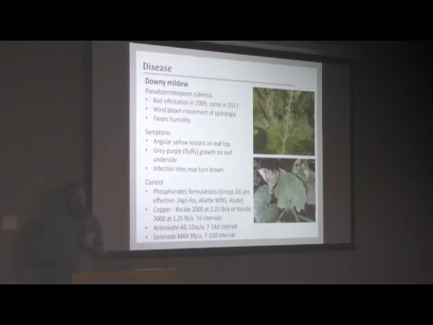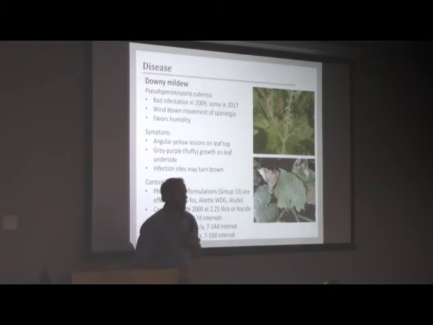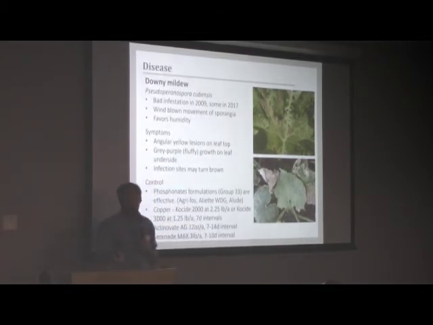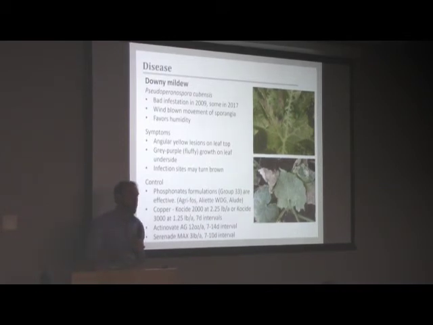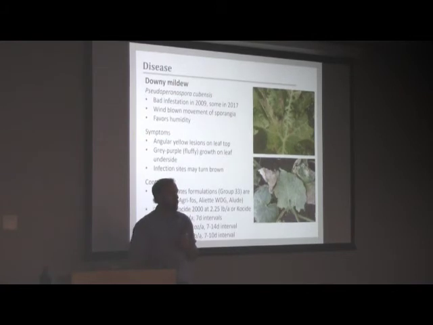Downy mildew seems to be sporadic. There was a pretty bad infestation in this area in 2009. Again, there were some reports mainly in Washington in 2017. This again is windblown, as with many of the other fungal diseases we spoke about. High humidity tends to exaggerate the issue. So again, using the drip is a good cultural method to try to bring this down.